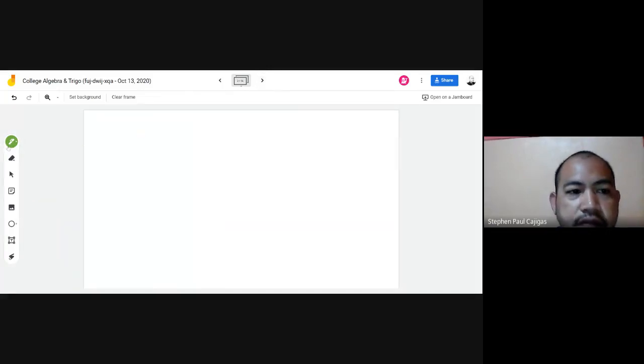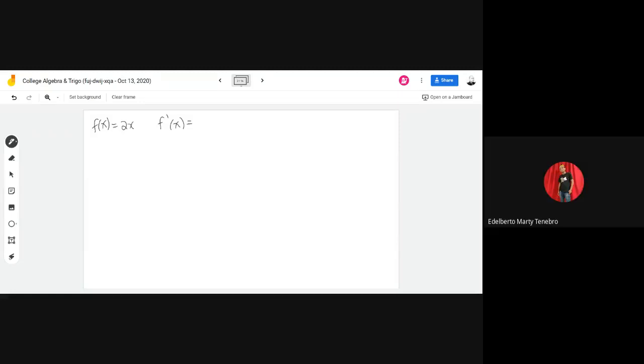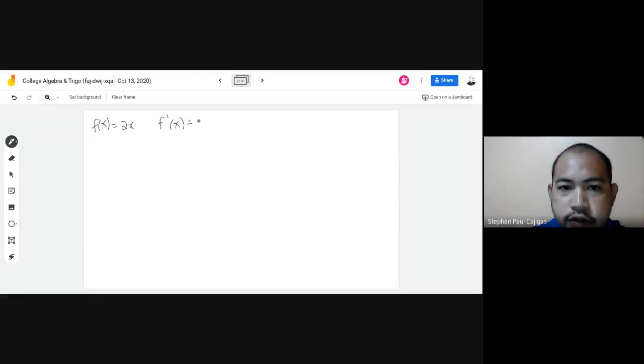Okay, so let's have an example. Let's evaluate a derivative using the definition. Let's have something quite easy. Let's say our function is 2x. Based on our previous lesson, what is the derivative of 2x? Anyone? 2, sir. Yes, 2. So the derivative is equal to 2.